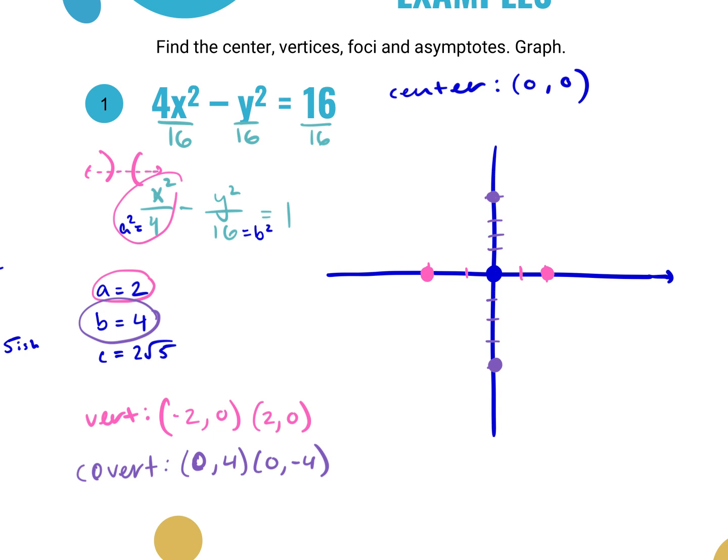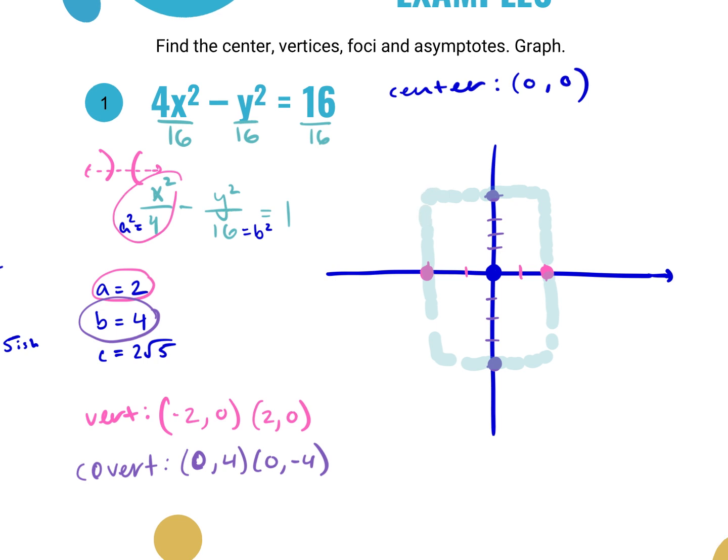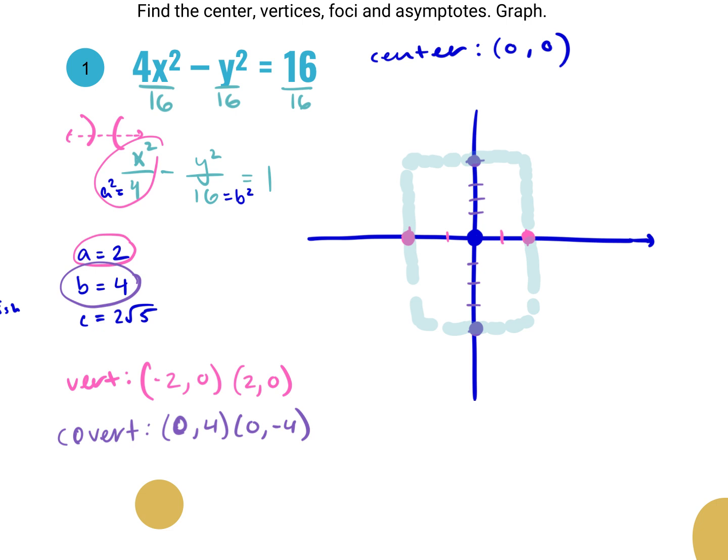I'm going to save my foci for last. From here, I'm going to draw my imaginary box, I'm going to call it. It's not really there, but it's an imaginary box that we make with our vertices. And then in the corner of the box, goes through the center, through the other corner. This is going to be my asymptote. I'm going to do the same thing with the other diagonal. So through the corner of the box, through the center, and through the other corner, this is my other asymptote.